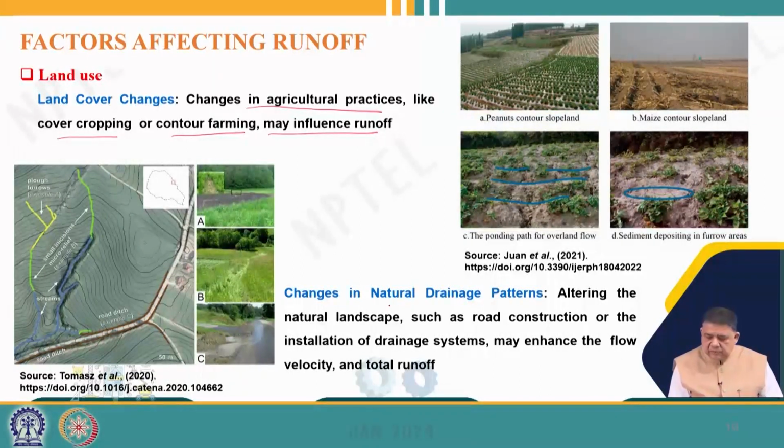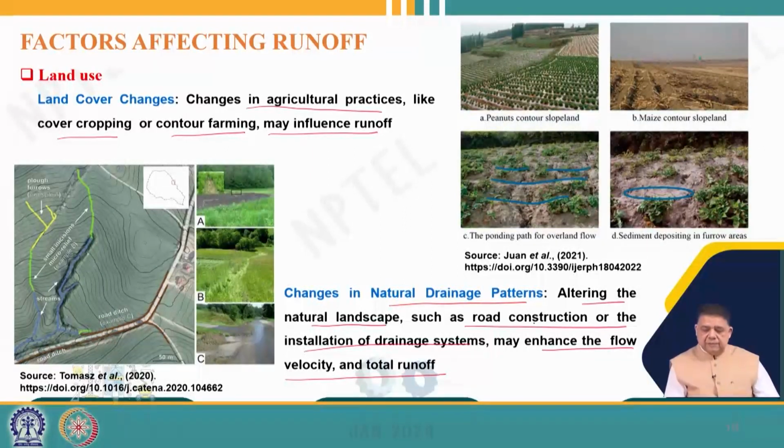Changes in the natural drainage pattern, altering the natural landscape such as road construction or the installation of drainage systems, may enhance the flow velocity and total runoff. So, instead of natural drainage, you have artificial drainage. Because they are designed to carry a particular amount of flow to a particular place, the natural flow process in the drainage basins will definitely be affected.